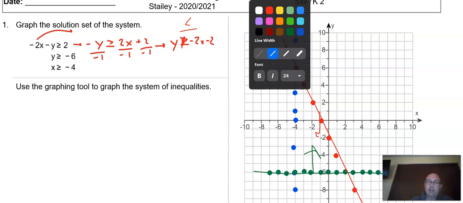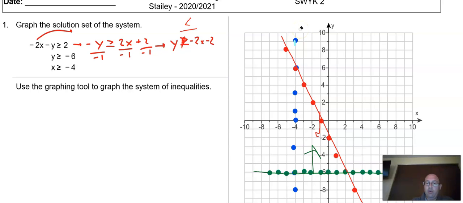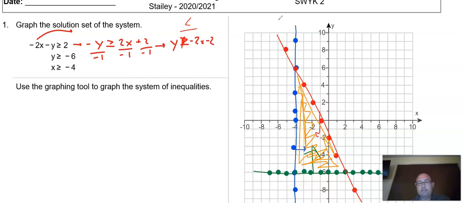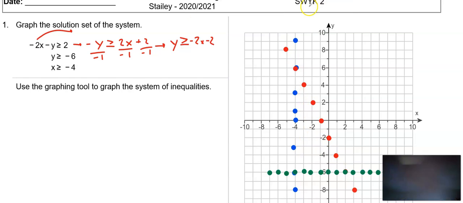And then, of course, we've got the last one, which is the blue one, which is the vertical line. Blue one, shaded to the right, and the red one is shaded down. And so where do they all overlap? They all overlap inside here. There's your shaded region for this one. There's all this stuff inside here. Anyway, that's how you do that particular example. Okay, let's go to the next one.